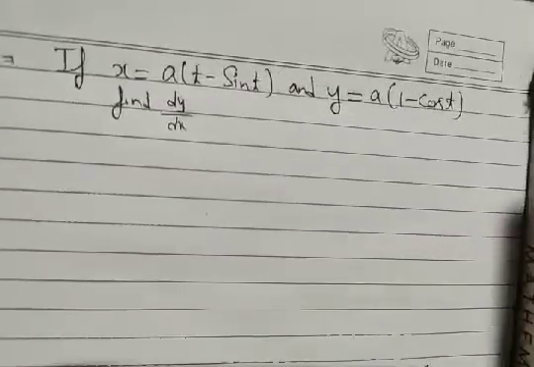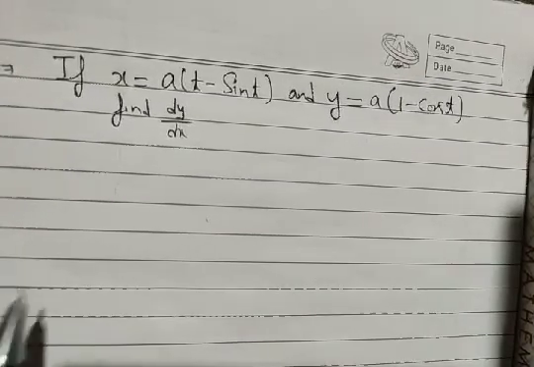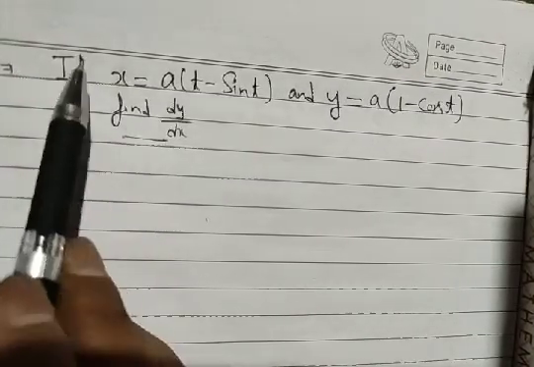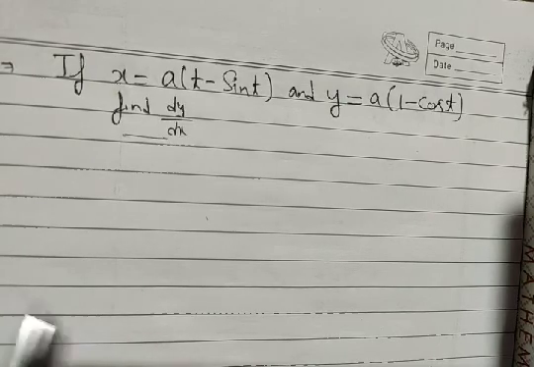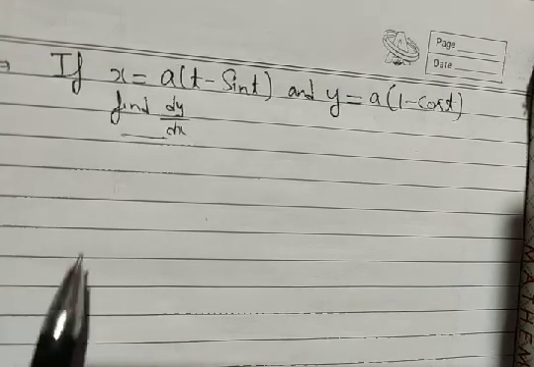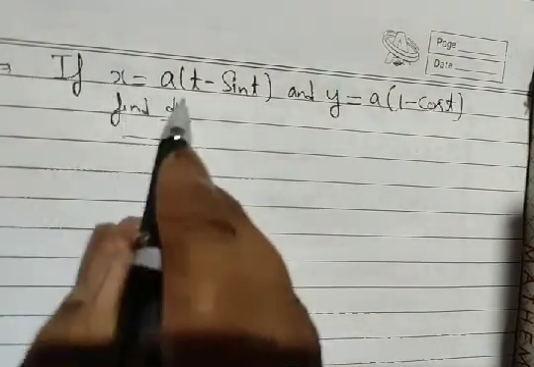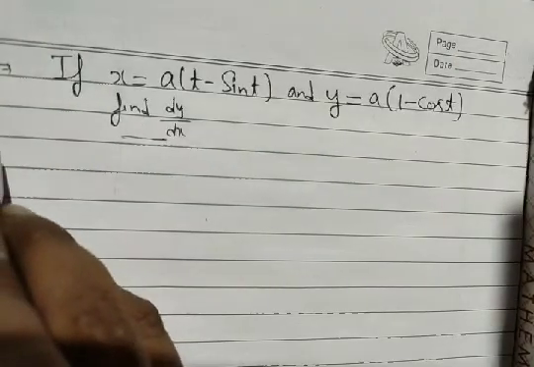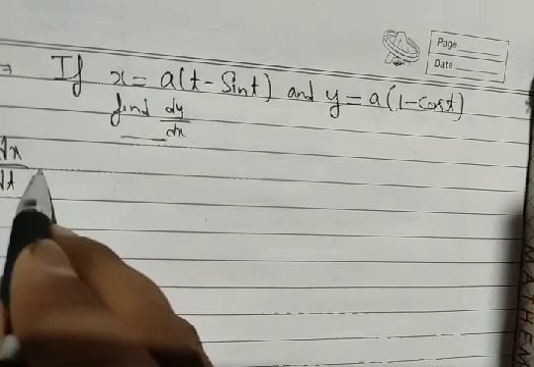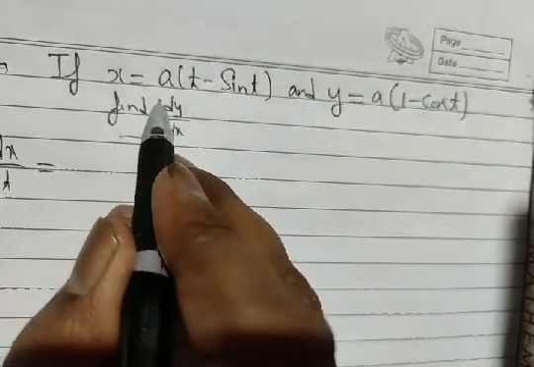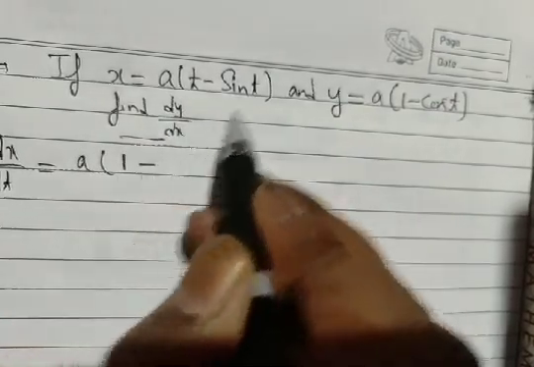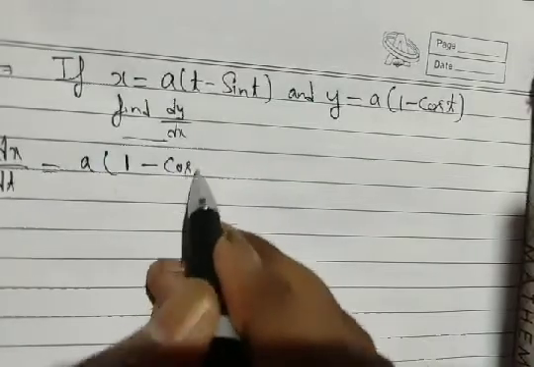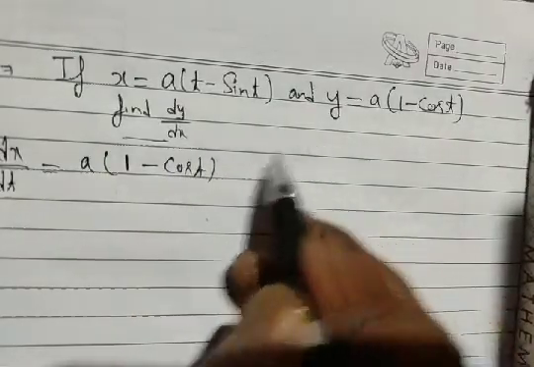Now we are going to start with another example. We have to find dy dx again. If x is given by a in bracket t minus sin t and y equal to a in bracket 1 minus cos t, we have to find its derivative dy dx. Then again we start by finding d dt of x. Since a is a constant, write down a here. d dt of t gives 1. d dt of sin t gives cos t. Now we have dx dt.